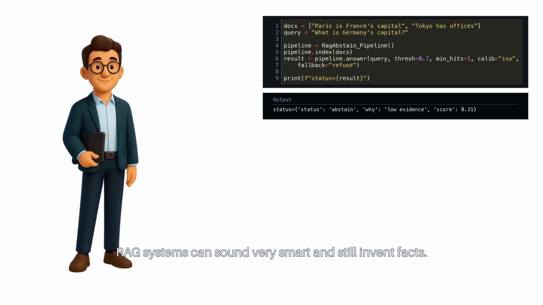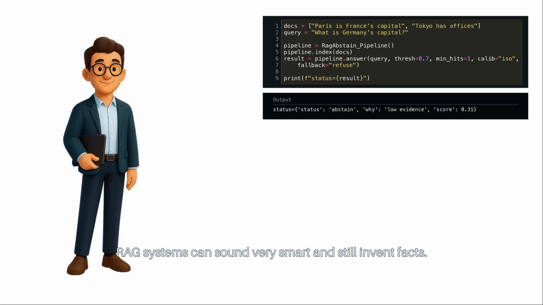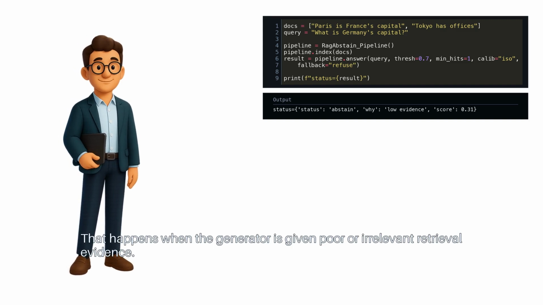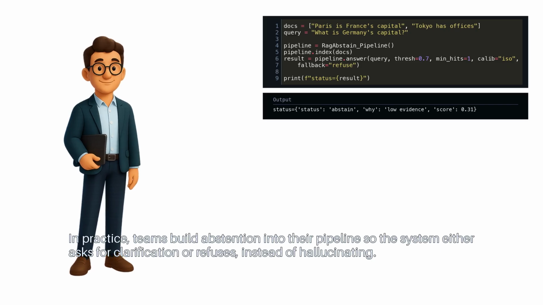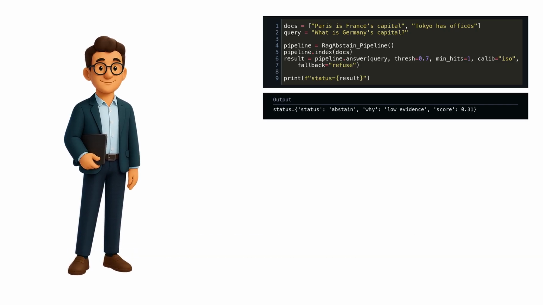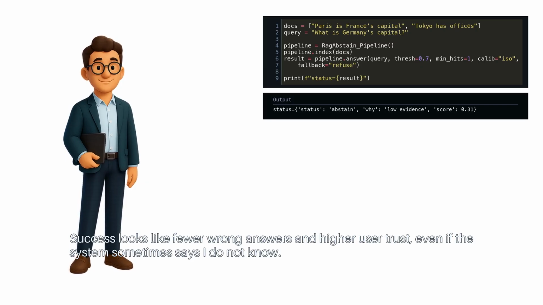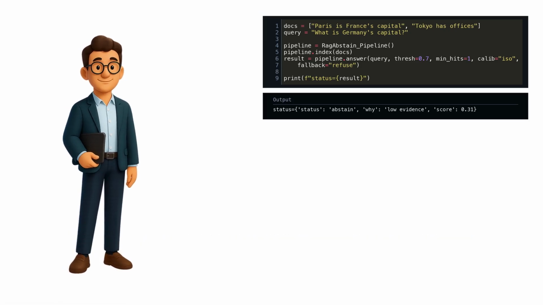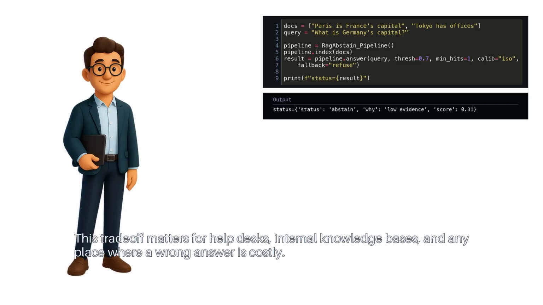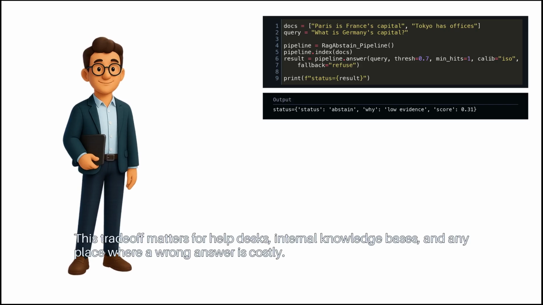RAG systems can sound very smart and still invent facts. That happens when the generator is given poor or irrelevant retrieval evidence. In practice, teams build abstention into their pipeline, so the system either asks for clarification or refuses, instead of hallucinating. Success looks like fewer wrong answers and higher user trust, even if the system sometimes says "I do not know." This trade-off matters for help desks, internal knowledge bases, and any place where a wrong answer is costly.